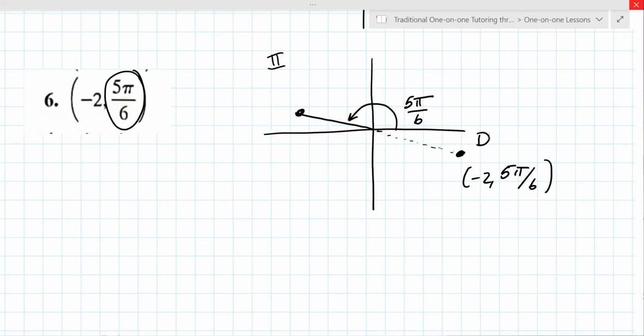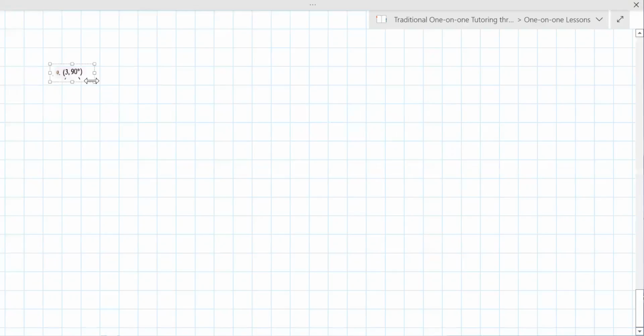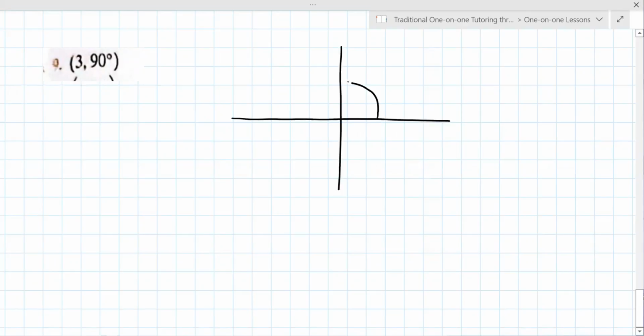I'm sorry, 9 and 10 are actually the same. So I guess we can look at those. You said 1 through 10? Yes. Okay. So for number 9, you're just in degrees instead of radians. All right, so it's like, where is 90 degrees on the unit circle? It's right there. So 3 just means you're going straight up 3 units.